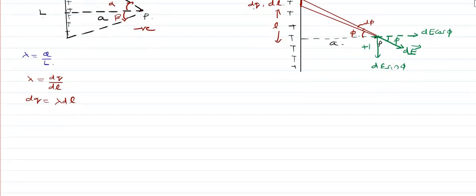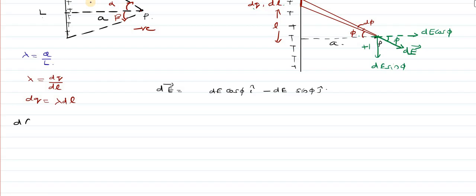So if I write this one here, what will you write? dE can be written as a vector, right? So it is dE cos phi i cap minus dE sin phi j cap. Why minus? dE sin phi is along the negative y-axis, correct? So with respect to the direction.